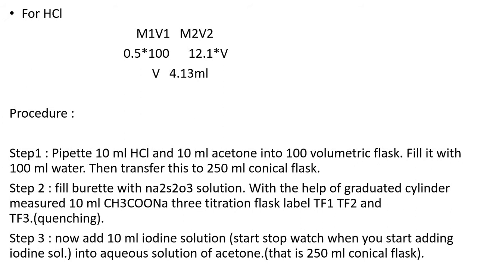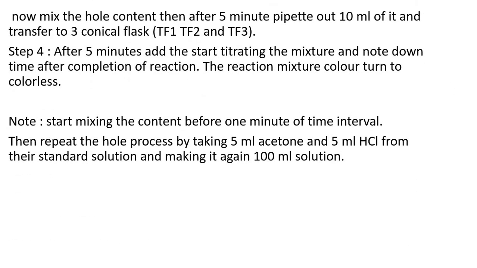Now step 3 will be to add 10 ml iodine solution. Start the stopwatch when you start adding iodine solution, when it gets half filled in the beaker. Mix the rest of the iodine into the aqueous solution of acetone. Now mix the whole content, and after 5 minutes pipette out 10 ml of it and transfer it to 3 conical flasks that contain 10 ml of sodium acetate solution.